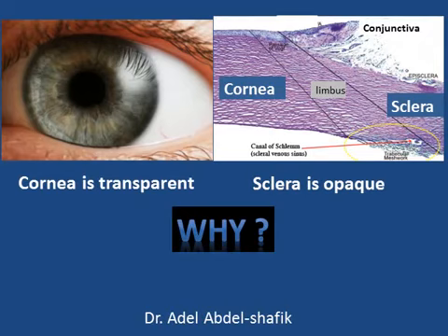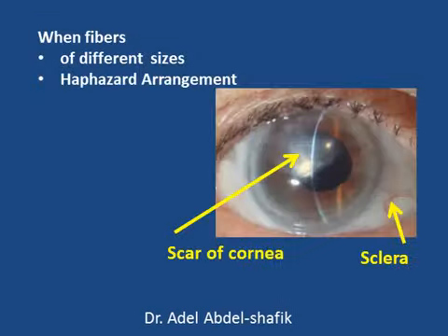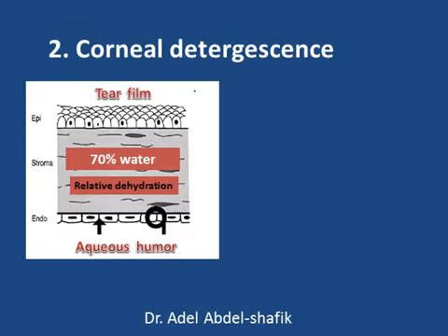As you see, the cornea is transparent while the sclera is opaque. Why is that? The cornea is transparent because it's formed of fibers of uniform size running parallel to the surface, and the fibers in one lamina are perpendicular to the fibers in the next lamina. Also, if this special arrangement is lost, as in the case of a haphazard arrangement of the fibers, then we get an opaque surface like the sclera, or if it occurs in the cornea, we get an opacity in the cornea. The second factor for transparency is that the water content of the cornea is only 70%.